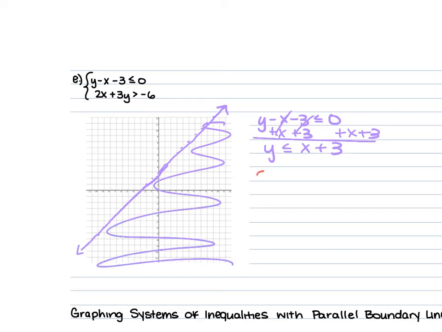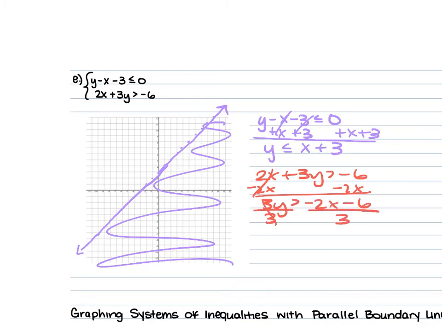For our other one, we have 2x plus 3y is greater than negative 6. Subtract the 2x from both sides. We have 3y is greater than negative 2x minus 6, then divide by 3. So y is greater than negative 2/3 x minus 2. So negative 2, then go down 2 to the right 3.